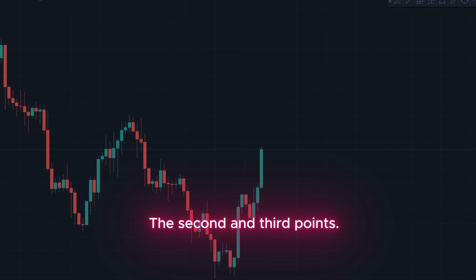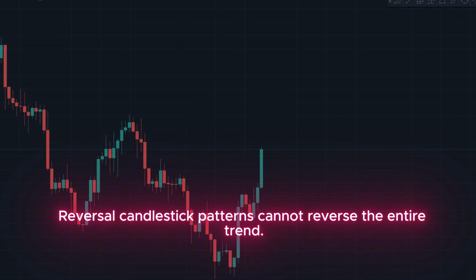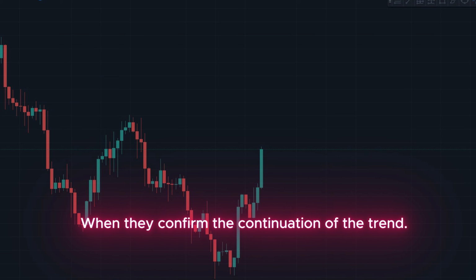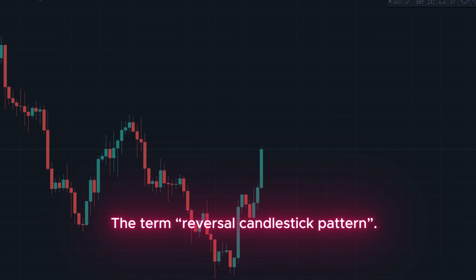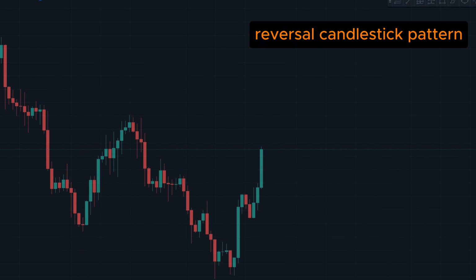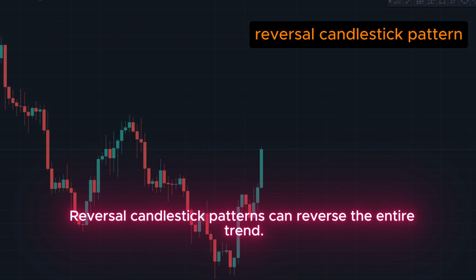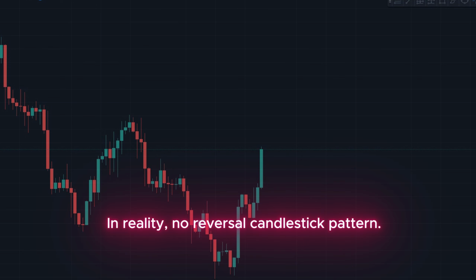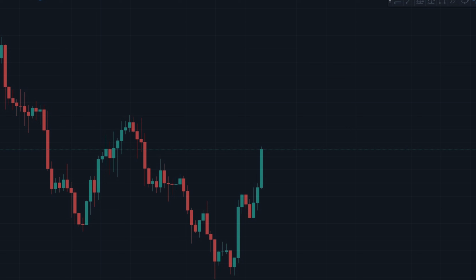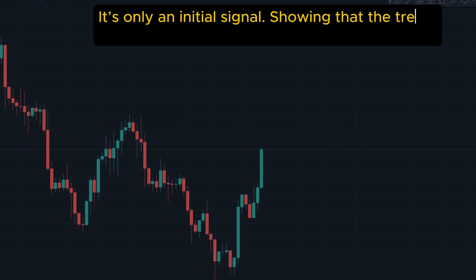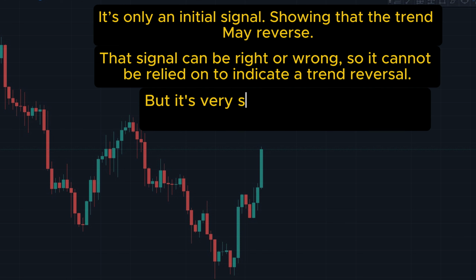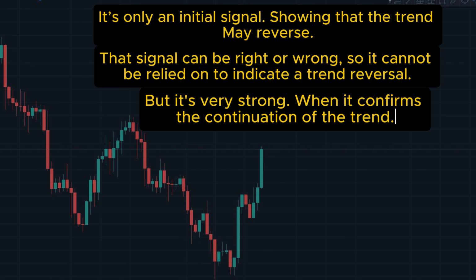trade. The second and third points. Reversal candlestick patterns cannot reverse the entire trend. Reversal candlestick patterns provide the highest value when they confirm the continuation of the trend. The term reversal candlestick pattern, because it has the word reversal, people often think that reversal candlestick patterns can reverse the entire trend. That's a misconception. In reality, no reversal candlestick pattern is strong enough to reverse the entire trend. It's only an initial signal showing that the trend may reverse. That signal may be correct or incorrect, but it's very strong when it confirms the continuation of the trend.